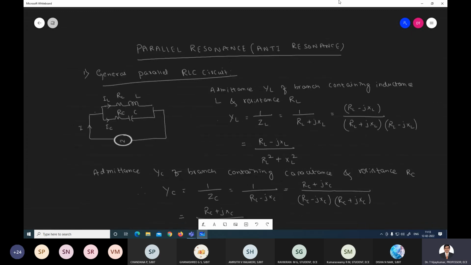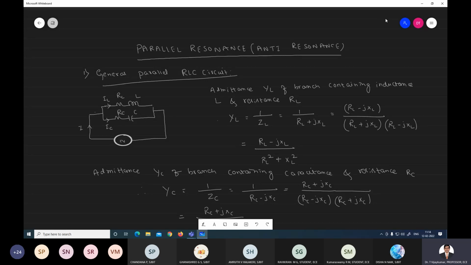Okay, this is parallel resonance. In parallel resonance there will be two circuits. One is called a general parallel RLC circuit, the other is called a practical RLC circuit. They can ask the derivation and they can ask a problem also. Okay, two derivations you have to practice. In parallel resonance the susceptance will be 0, and the current at resonance will be in phase with the applied voltage. First we'll consider a general parallel RLC circuit.